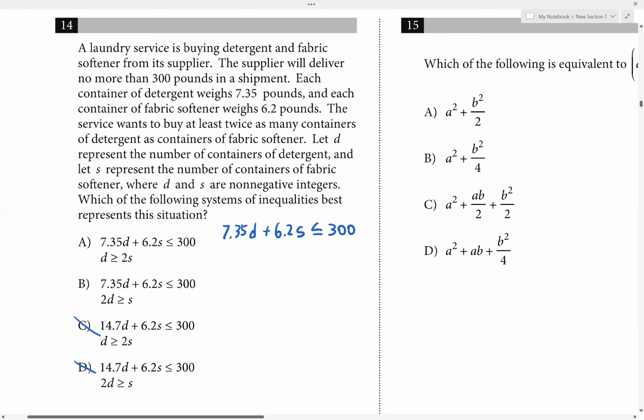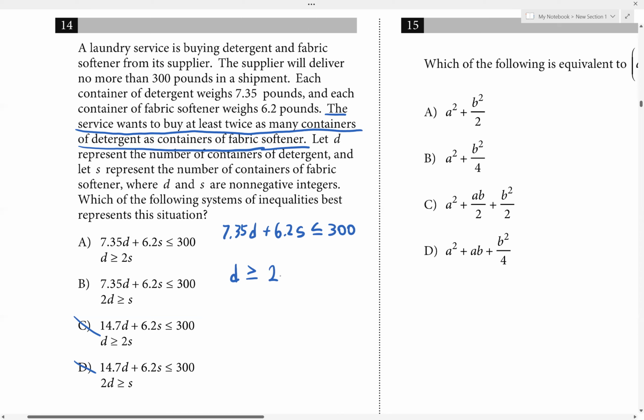And then the second inequality is a little bit tricky. The second inequality has to come from this sentence: the service wants to buy at least twice as many containers of detergent as containers of fabric softener. So the number of detergents should be at least twice the number of softeners. To translate that into an inequality, the number of detergent D has to be at least, and at least means greater than or equal to, twice the number of softeners.